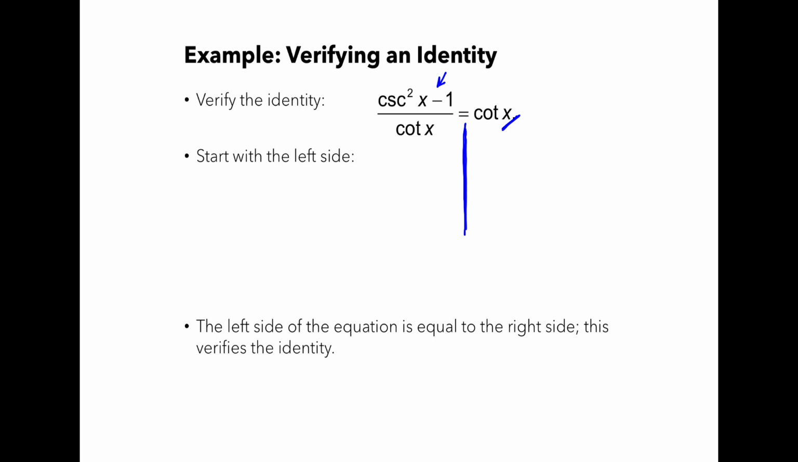This side is the more complicated side. That was one of our strategies that we had. And so the first thing that we may do here is notice that there is a relationship, a Pythagorean relationship between cosecant that we have.